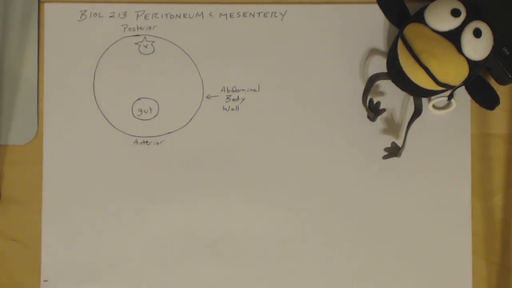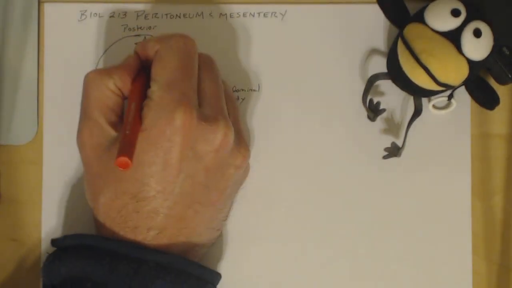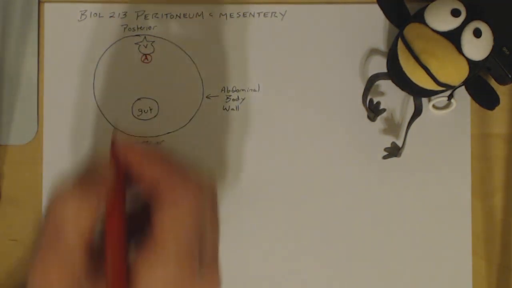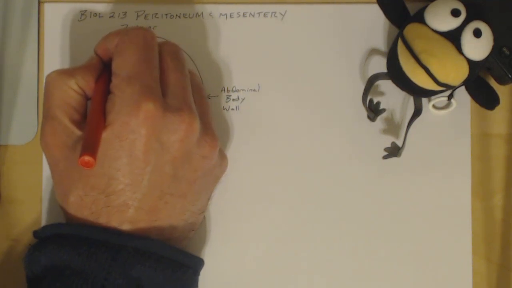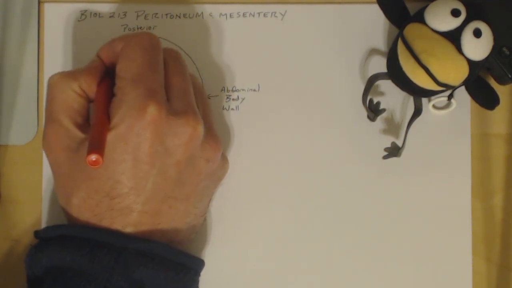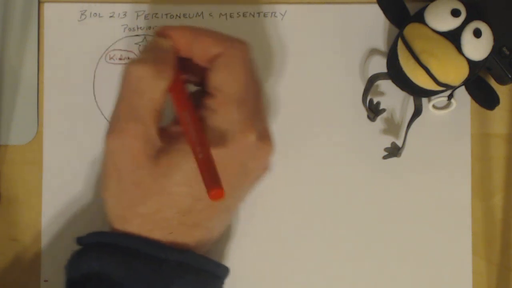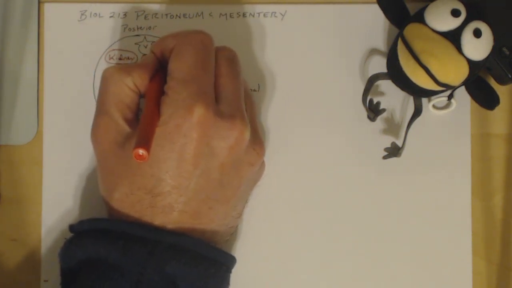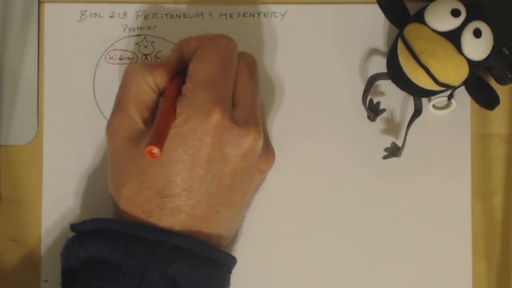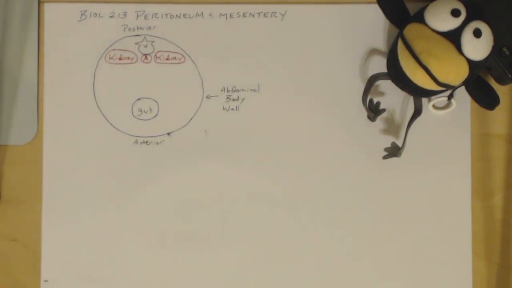And also, just for context, let's put in an aorta up here. And so the aorta doesn't feel too left out, why don't we put in some organs? Why don't we put in a kidney here? And another kidney here. Like so. Okay.